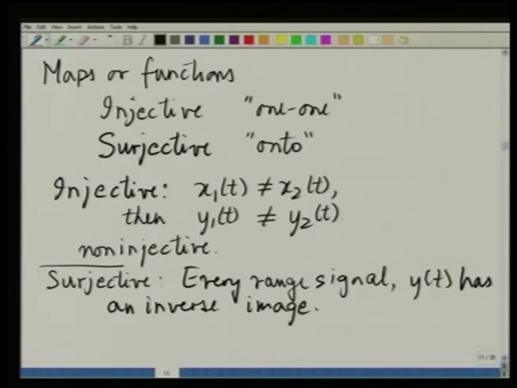Another way of putting it is, for every y t there exists an input x t for which y t is the corresponding output. Let us write that down.